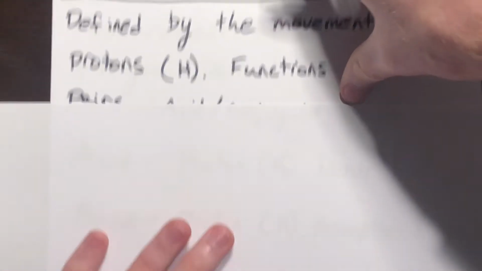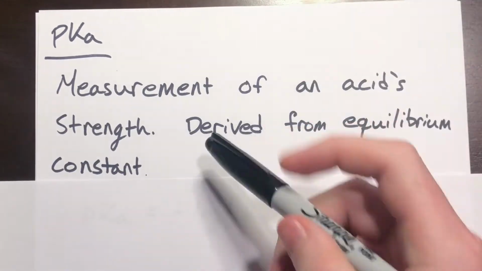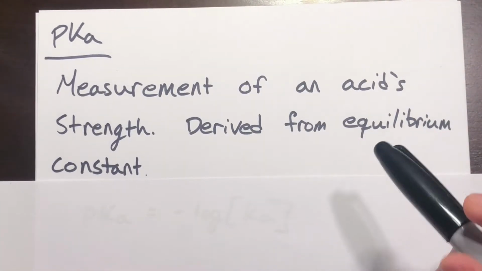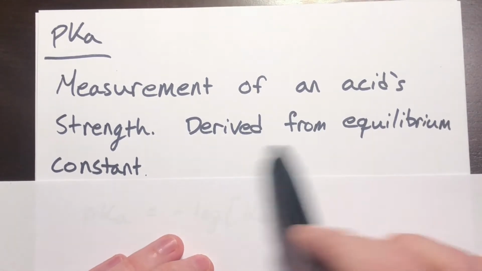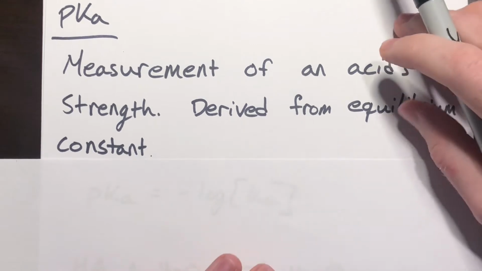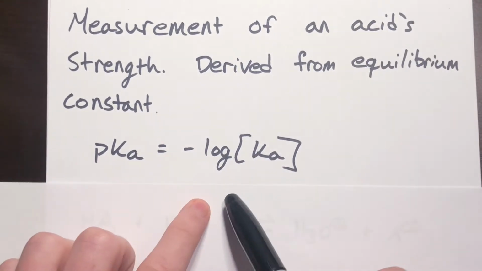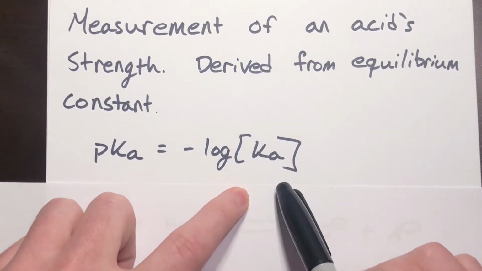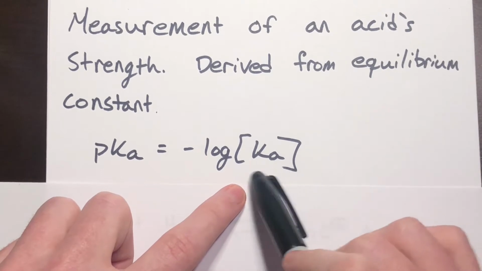Now, the useful thing about Bronsted-Lowry acids and bases is that the strength of the acid can be defined by the pKa. The pKa is simply a measure of an acid's strength. So the lower the pKa, the stronger the acid, and it's derived from the equilibrium constant. So as a quick review from general chemistry, pKa is the negative log of the Ka. Ka is the equilibrium constant for a dissociation reaction of an acid.